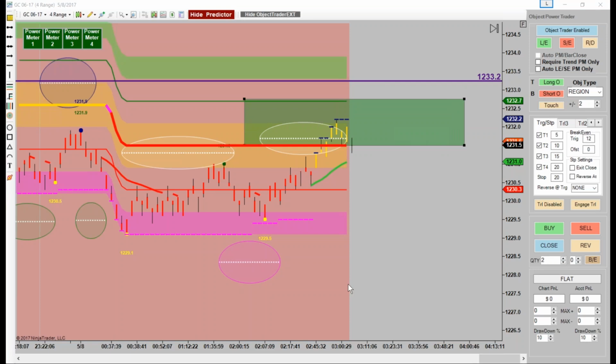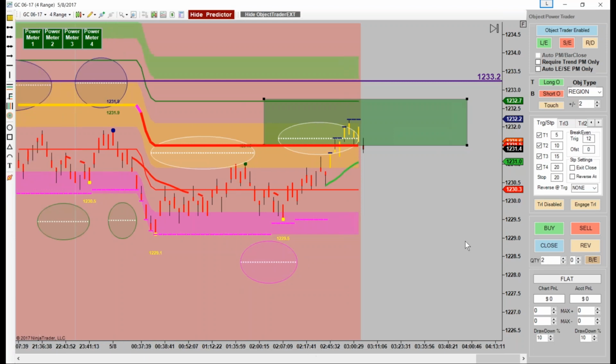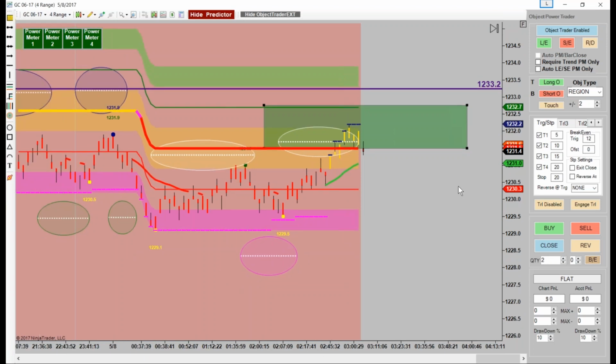This is really slow at 2 o'clock in the morning. See if we can get in a trade. So we're going short outside the box, touch plus 2, which should give us the 2 ticks outside the box, plus 1 to confirm the trade. Okay, I may have to speed it up a little bit. There we go. Okay, we're in it, all right?